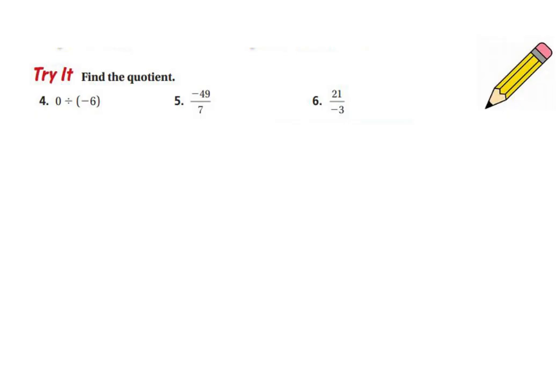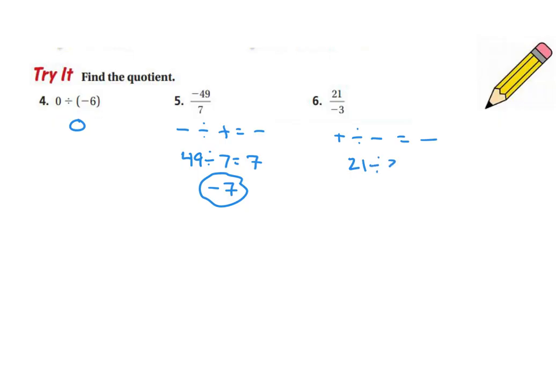So for number 4, it doesn't matter what the signs are. We just have 0. For number 5, we have a negative divided by a positive, so that's a negative, and 49 divided by 7 is 7. And for number 6, we have a positive divided by a negative, so that's a negative, and 21 divided by 3 is 7, so that's also negative 7.